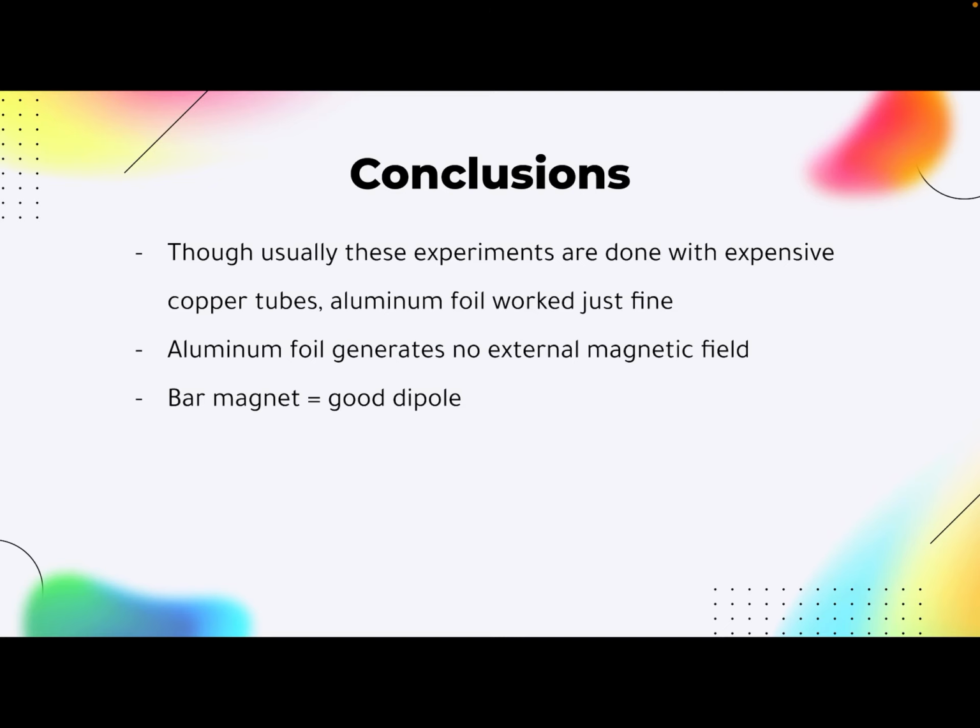And some parting remarks are that while these experiments are usually done with expensive copper tubes, aluminum foil works just fine as it is a non-ferrous but still conductive tube, and aluminum foil also generates no external magnetic field. And once again, as we can see, similar to the likes of Lab 3, bar magnets make good dipoles.